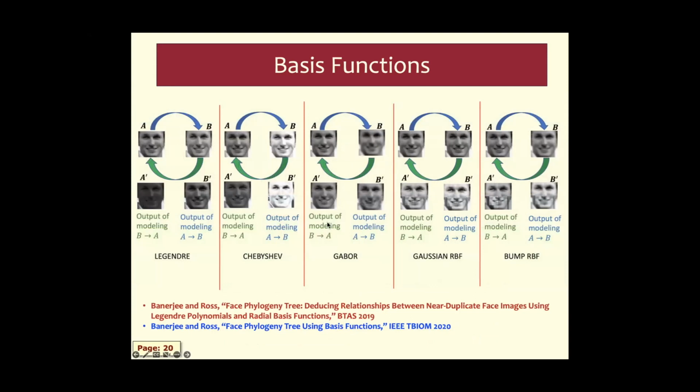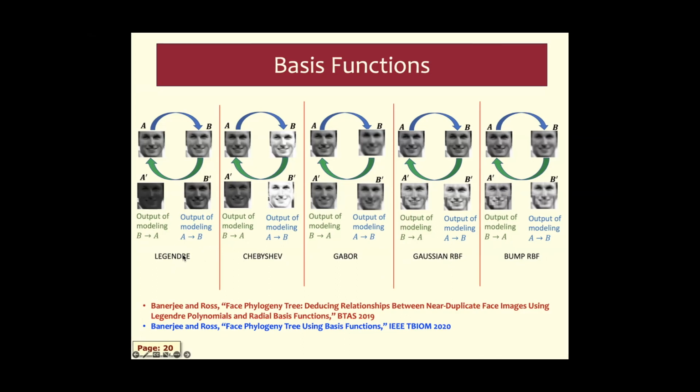So let's use this view graph to explain what's going on at a very high level. You have two images. You can notice here A and B. And you can notice here multiple panels. Each panel corresponds to the application of a specific transformation function: Legendre, Chebyshev, Gabor, Gaussian, bump, and so on. So that's why you have multiple panels here.